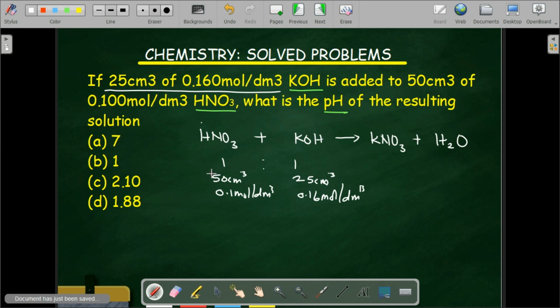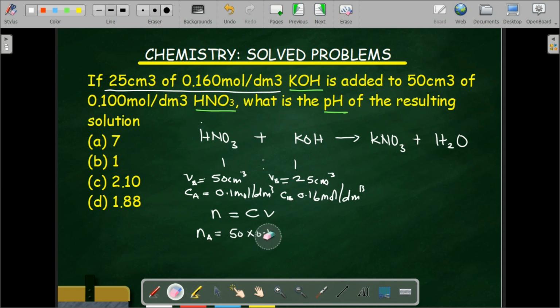Now, based on the fact that we have the volume and concentration of the acid, and also the volume and concentration of the base, we can calculate the number of moles. In solution stoichiometry, number of moles is concentration multiplied by volume. Let's calculate the number of moles of the acid. It is the product of the volume and the concentration of the acid.